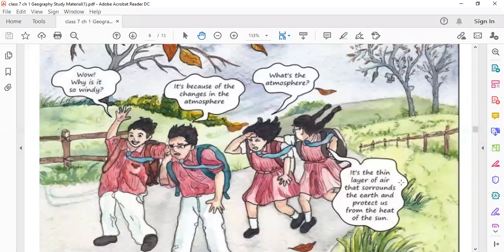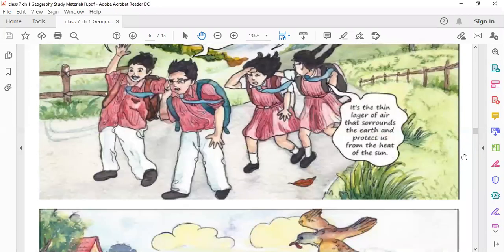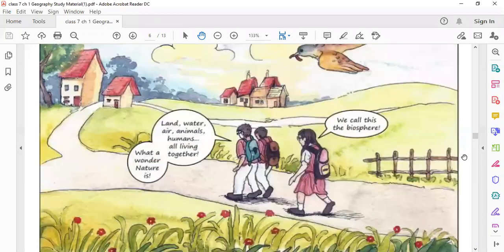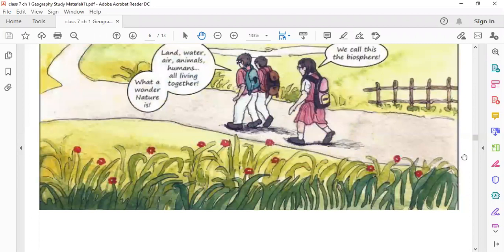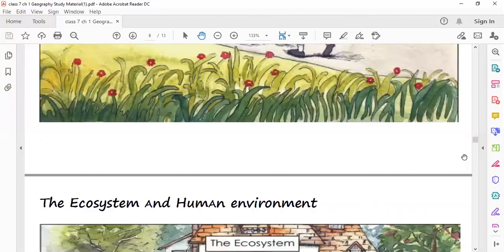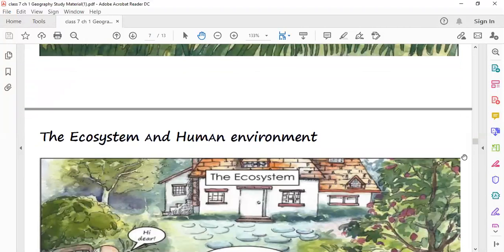Wow, the weather has changed. Why is it so windy? The boy replies that it changes because of the atmosphere. Now, what's the atmosphere? The girl replies, it's the thin layer of air that surrounds the earth and protects us from the heat of the sun. Now the children have almost reached their home. They are still discussing. Land, water, air, animals, humans, all are living together. What a wonderful nature it is. We can call this biosphere, meaning the mixture of lithosphere, hydrosphere, and atmosphere comprises biosphere. And in the biosphere only, all the plants, animals, birds, and everything lives or exists.